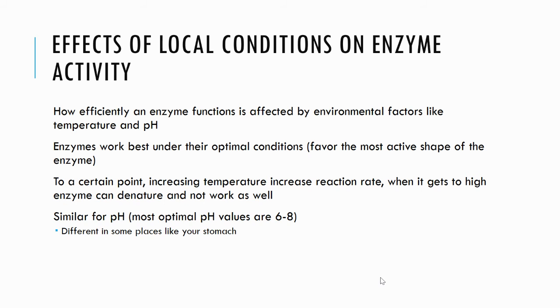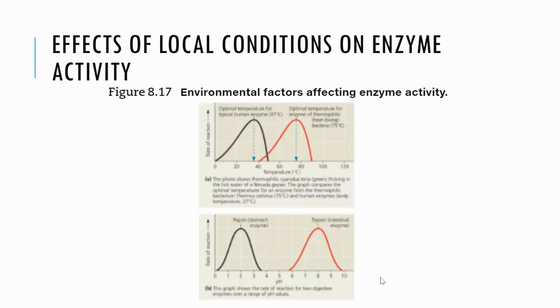It's a similar deal for pH. Most optimal values will be between 6 and 8, because that's generally where things are. There are some exceptions to that, like your stomach, which has a pH closer to 2. Enzymes like pepsin that work in your stomach have an optimal pH closer to that, and they will not work when it is closer to neutral. Here is an example of that. As you can see, pepsin has an optimal pH around 2, and an intestinal enzyme is going to be a little bit higher.